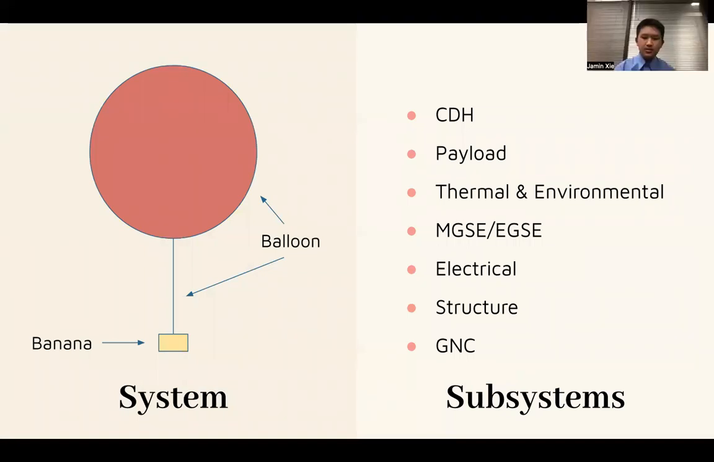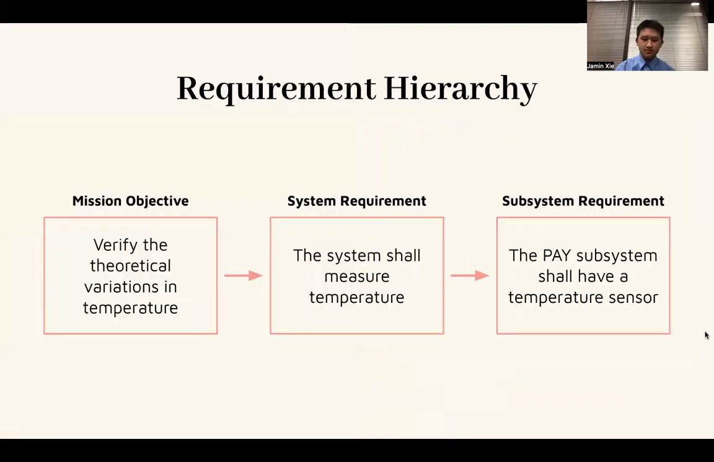We split up our system into 7 subsystems and came up with requirements for each subsystem. As part of the NASA systems engineering process, we filled out a requirement verification matrix. This diagram shows a hierarchy of requirements. The mission objectives instruct the system requirements, which inform the subsystem requirements. We've included an example regarding temperature collection.